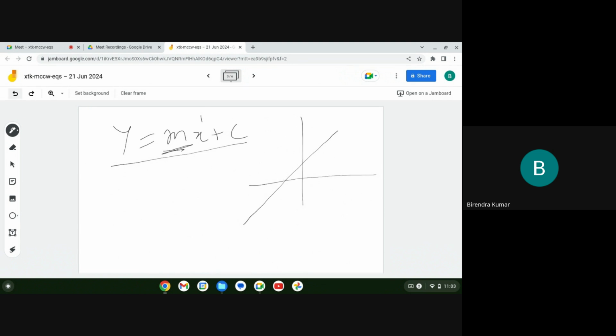Okay. Now, what is c? C is the intercept on the y-axis. Where does it cut the y-axis? That's what c is. Meaning, where will a line cut the y-axis? Where the value of x is 0. On this y-axis, any point you pick, the x coordinate will be 0. Likewise, if you pick any point on the x-axis in the coordinate plane, the value of y will be 0.